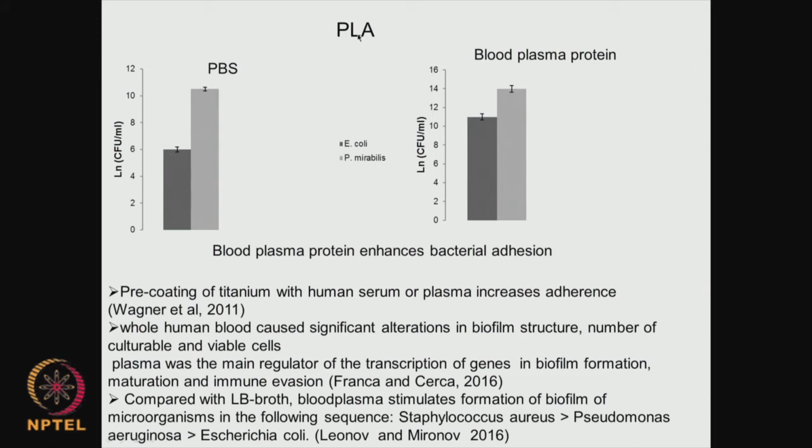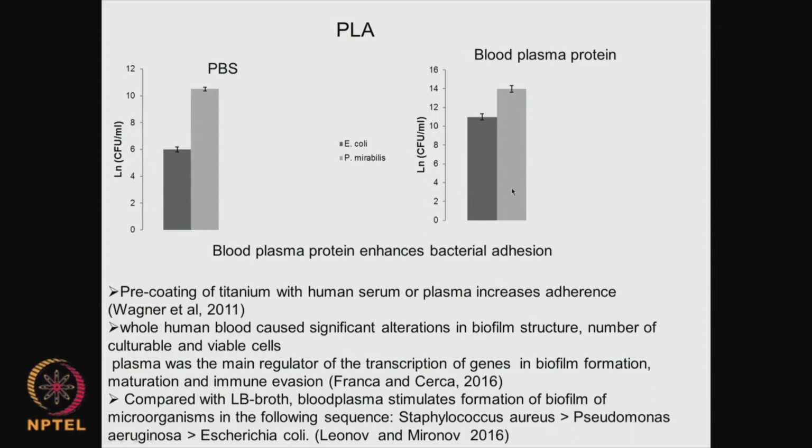Let us look at another thing. Suppose you take polylactic acid in the presence of PBS, phosphate buffer, and you get a certain attachment of say E. coli and Proteus mirabilis. In 24 hours we get about 10 power 6 CFU per ml of E. coli and about 10 power 10 CFU of Proteus mirabilis. But when this PLA is coated with blood plasma protein, the E. coli attachment goes up dramatically. You can see a 10 power 4 fold increase in both E. coli and Proteus mirabilis. 10 power 4 means almost 10,000 times increase in the bacterial attachment, for both types of bacteria.